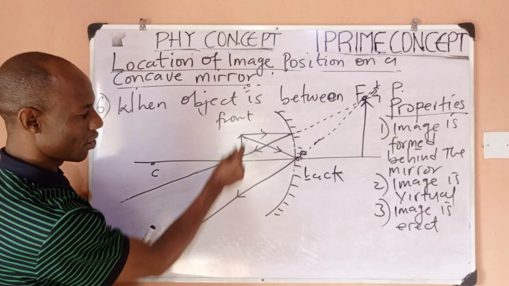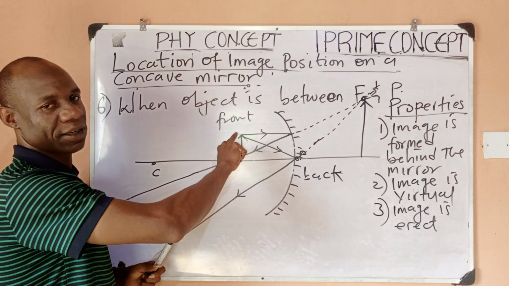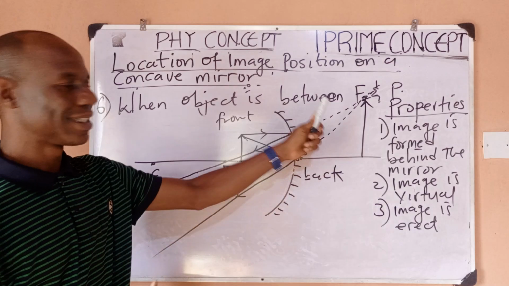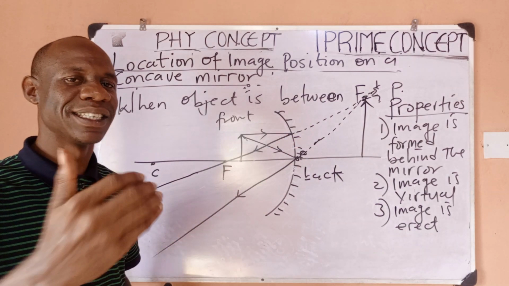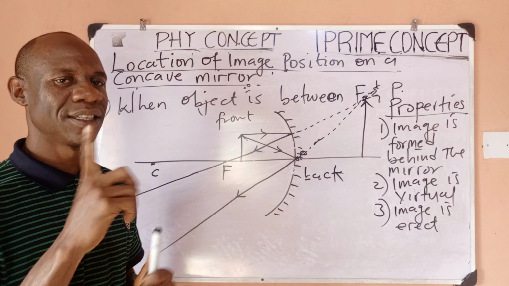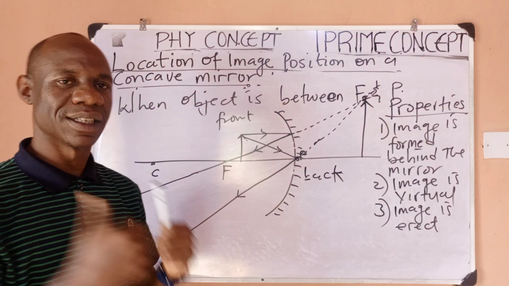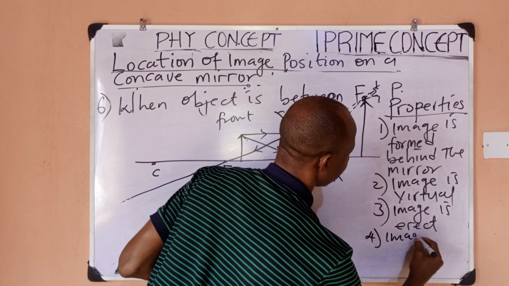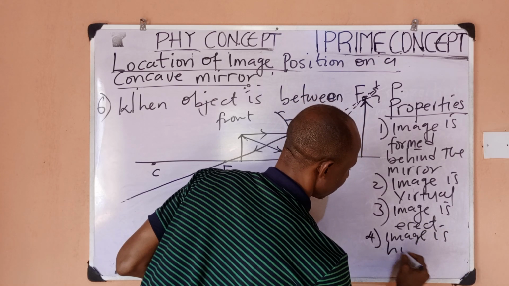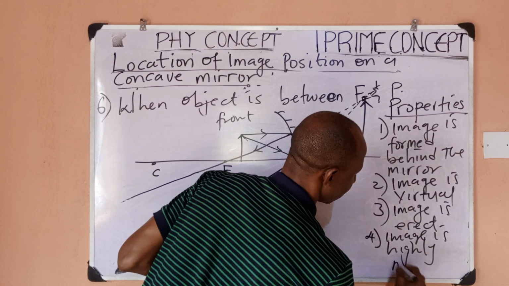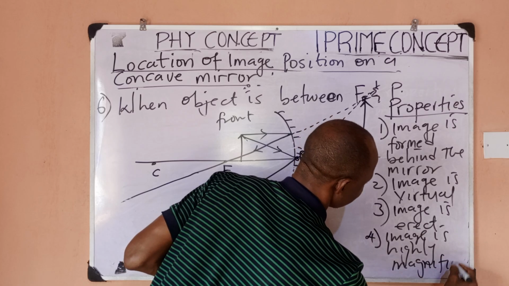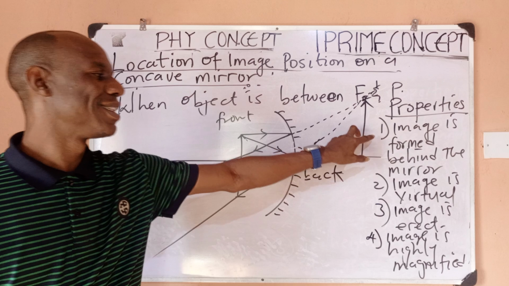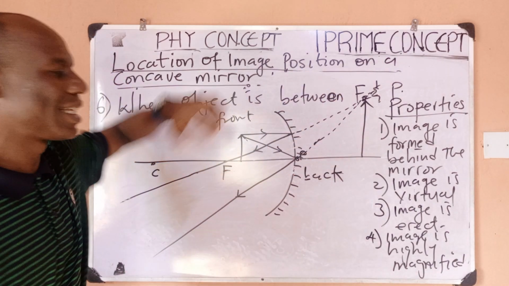Now, this is my object. Can you see the size of this object? Can you compare it to the size of this image? So it is very clear that in this case, our image is highly magnified. It is not just magnified, it is what? Highly magnified. So number 4, the image is highly magnified. Our image is what? Highly magnified. So you can see the image is much bigger than the object.